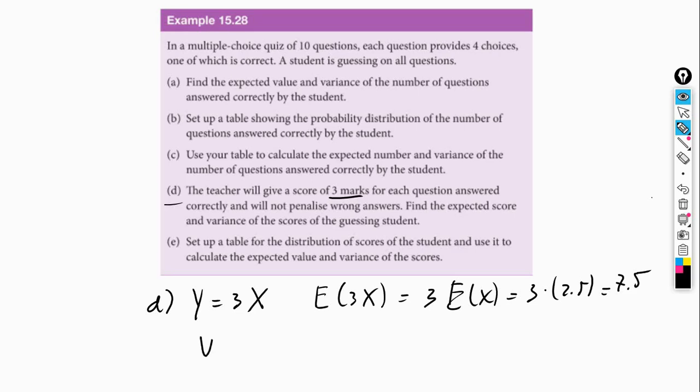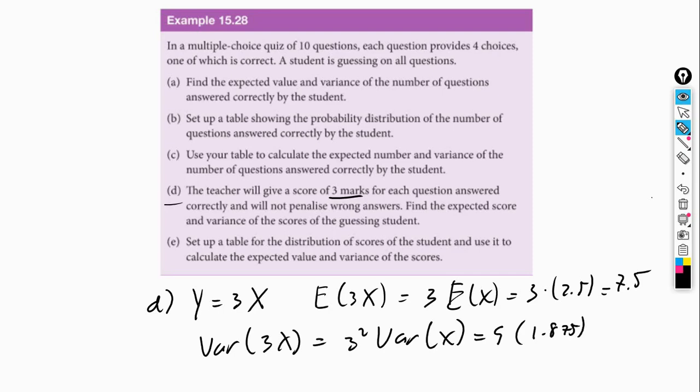Then the variance of 3x is going to be 3 squared times the variance of x, and this is going to be 9 times 1.875, which would give us 16.875. For part E, it says set up a table for the distribution of scores of the student and use it to calculate the expected value and variance of the scores.